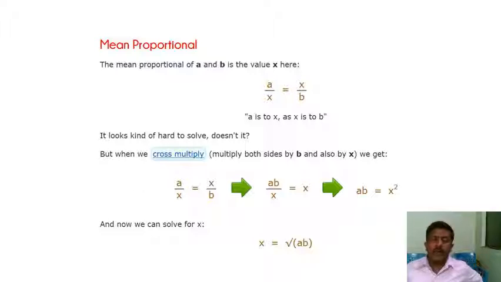Now we are going to understand mean proportional. In algebra, we know that the mean proportional of a and b is the value of x here. a upon x is equal to x upon b. So a is to x as x is to b. It looks kind of hard to solve, doesn't it? But when we cross multiply, then ab upon x is equal to x. So x into x, x square is equal to ab. Hence, we can find x is equal to square root of ab.